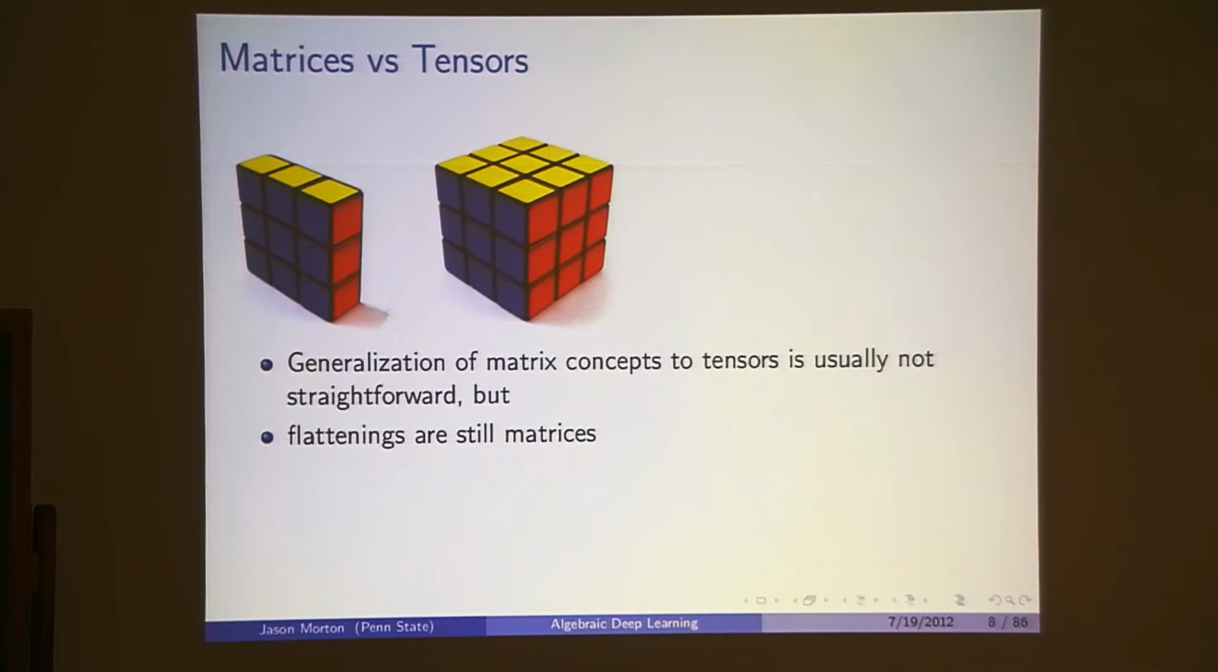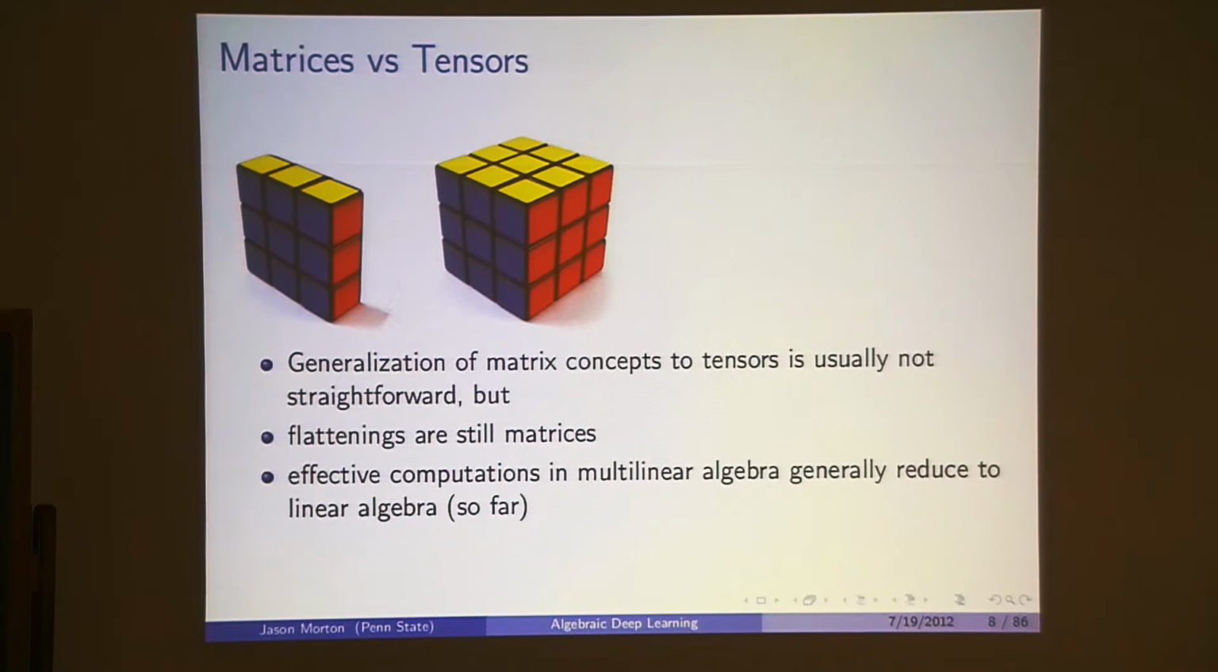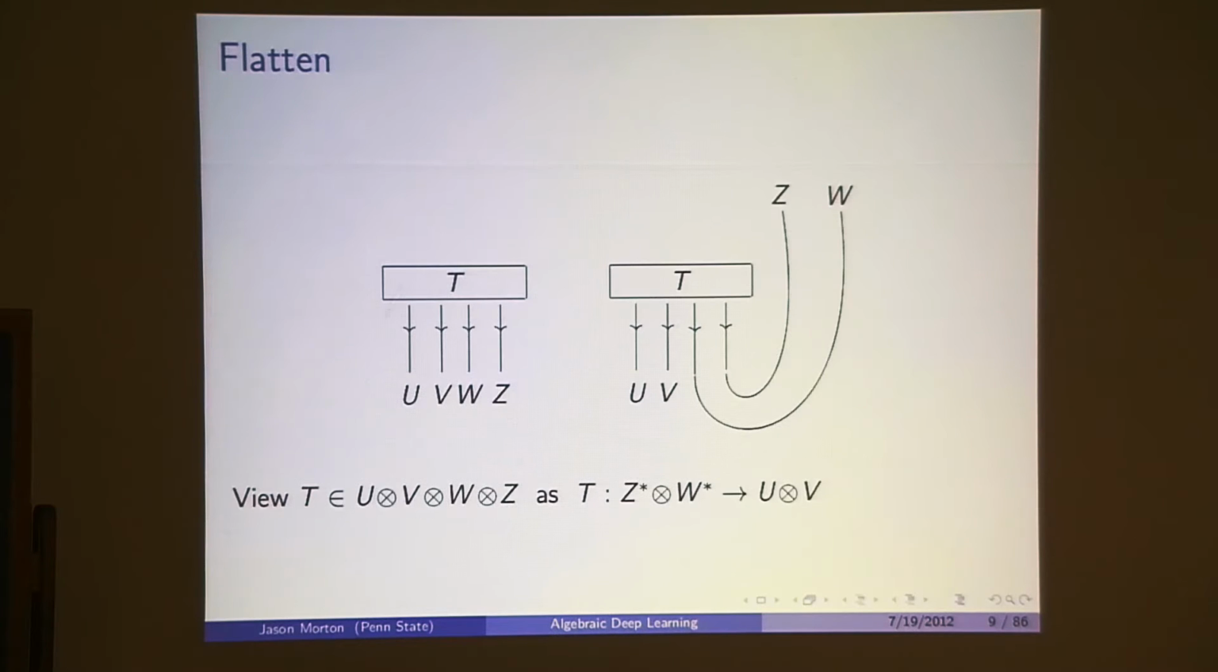But flattenings are still matrices. So if we do a flattening where we just think of this tensor as a linear map from one vector space to another, that's still a matrix. And everything we know about matrices is certainly true of that. It's just not the whole story. And most of all the effective computations we do in multilinear algebra reduce to doing some kind of numerical linear algebra, because I'm sure many of you know, much of the time you're better off transforming your problem into something you can do with vector linear algebra or a linear algebra package than trying to do it by hand.